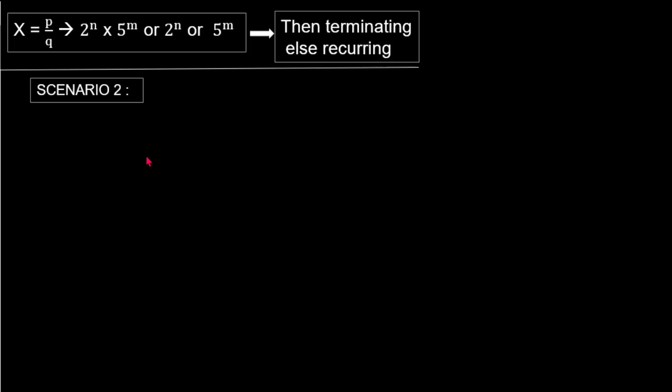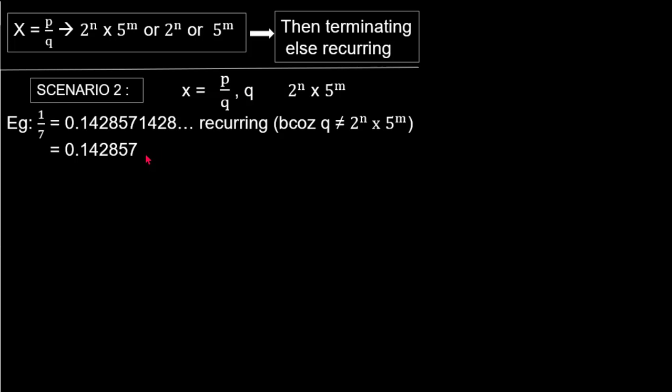Let us understand with the help of an example. So 1 by 7 is there. Scenario 2, where the q is not in this form. So if you do 1 by 7, this is the case of a recurring decimal: 1, 4, 2, 8, 5, 7 keeps on repeating. Why? Because the denominator, in this case 7, is not in the form 2 raised to power n into 5 raised to power m.